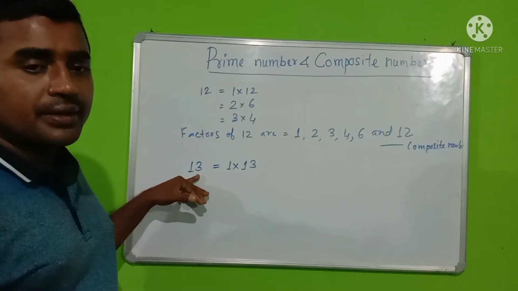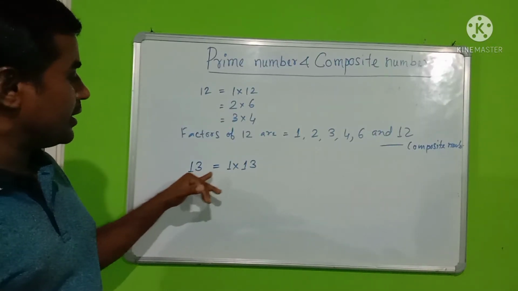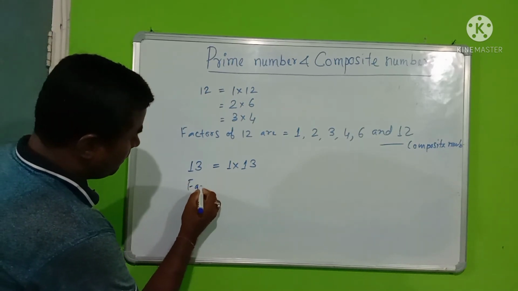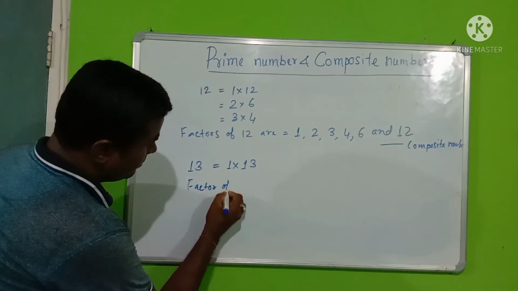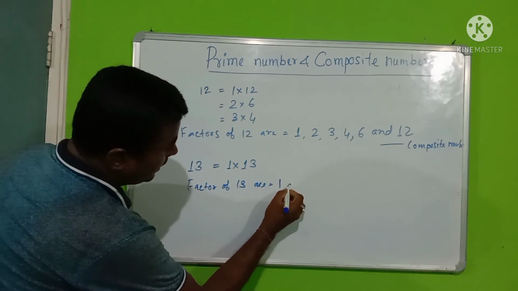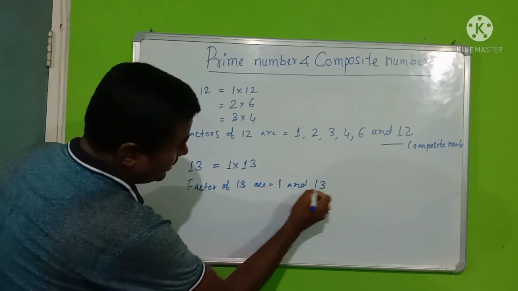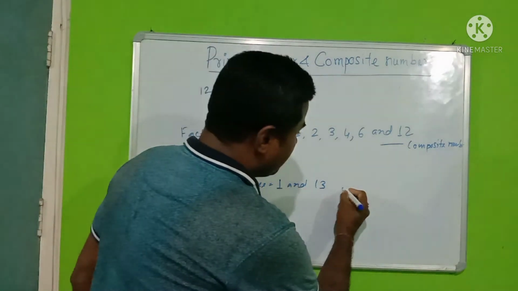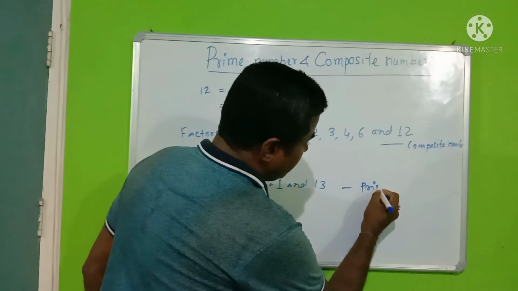In case of 13, 13 is 1 into 13. That means the factors of 13 are 1 and 13. So 13 is a prime number. Prime number.